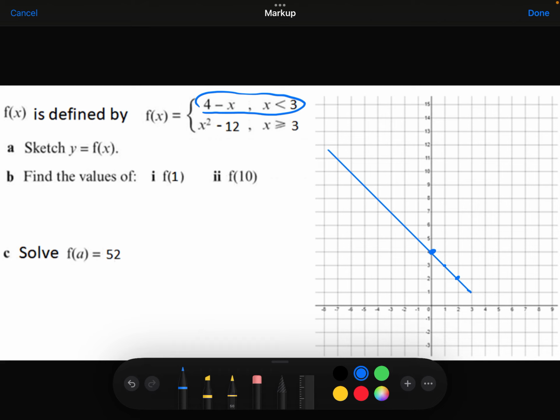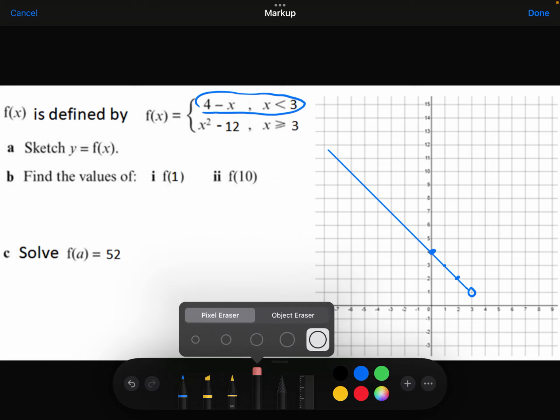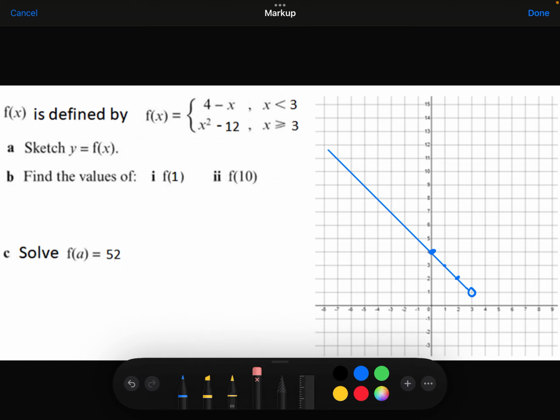Because when x is equal to 3, so actually I need a hollow circle there to show that the blue line, the linear graph, is not defined when x equals 3. Because when x is 3, we've got this quadratic.